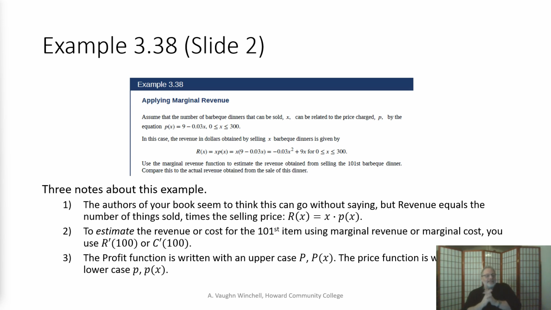Finally, the last thing they're not good about clarifying here is I have two things that start with P. I have price and I have profit. So the profit function is written with a capital P of X. The price function is written with a lowercase p, little p of X. Okay, now let's do this question.